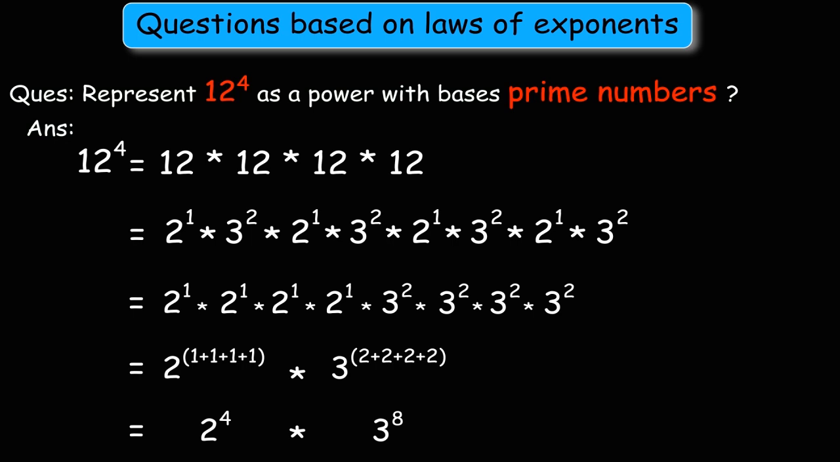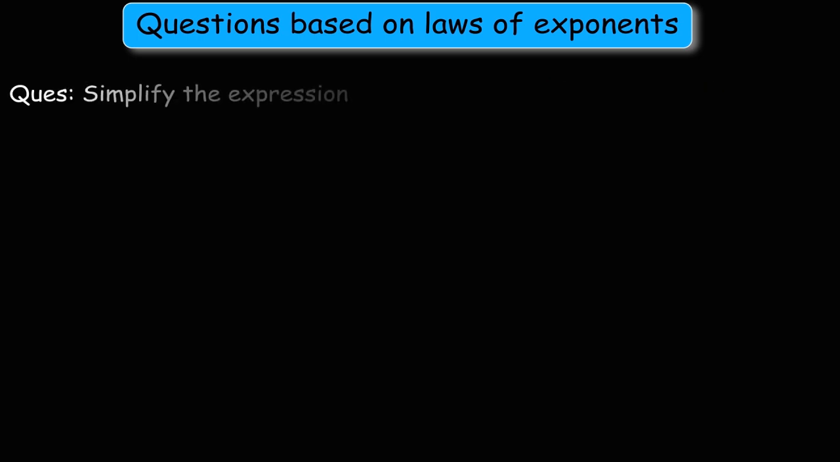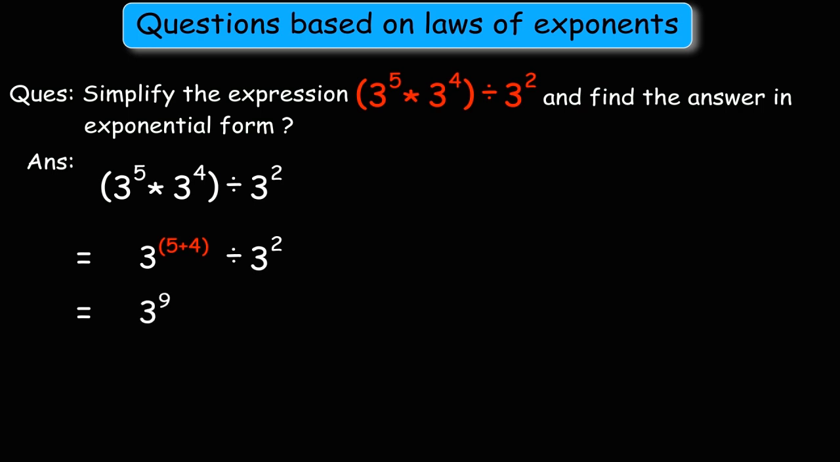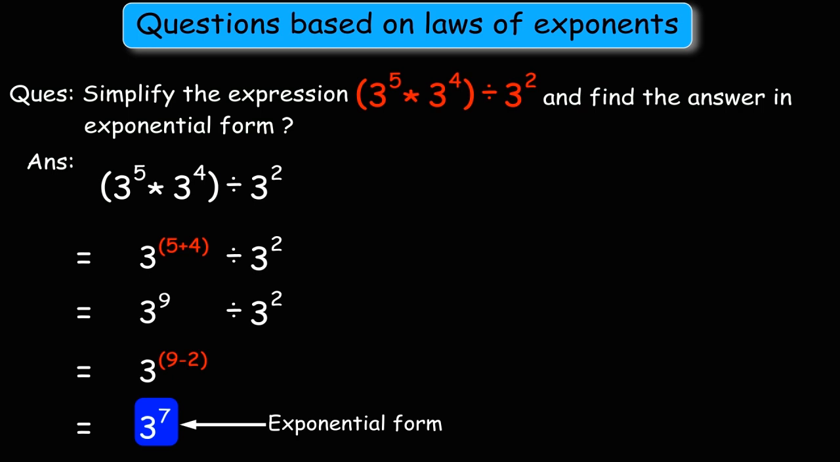Next question. Simplify the following expression. So we have to simplify the expression and therefore find the answer only in exponential form. We do not need to solve the final powers. 3 raised to the power of 5 multiplied by 3 raised to the power of 4 divided by 3 to the power of 2. Multiplication is where you add the exponents. So you get 3 to the power of 5 plus 4. That becomes 3 to the power of 9 divided by 3 to the power of 2. Here the bases are the same, so you can just subtract the exponents. Therefore, in exponential form, our answer will become 3 to the power of 7.